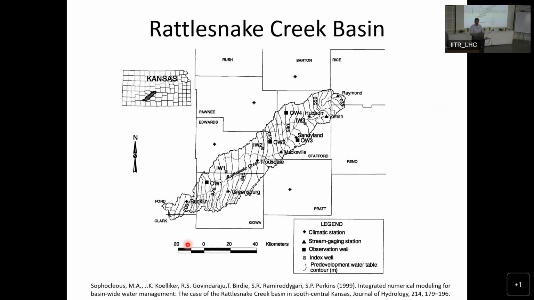So within Kansas, which is in the center of US, this is the entire state, the Rattlesnake Creek Basin is right over here. And what I'm showing in this map is the Rattlesnake Creek Basin, and some pieces of information where we have climatic stations. The important things that we'll have are the stream gauging stations. There's one at Maxwell over here, okay? There is another one at Zenith over here.